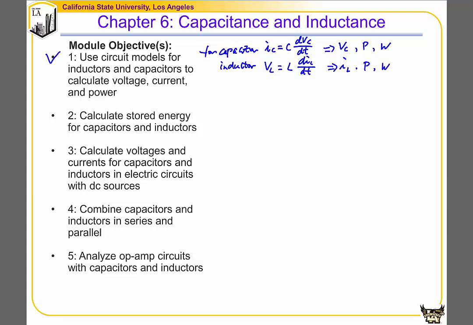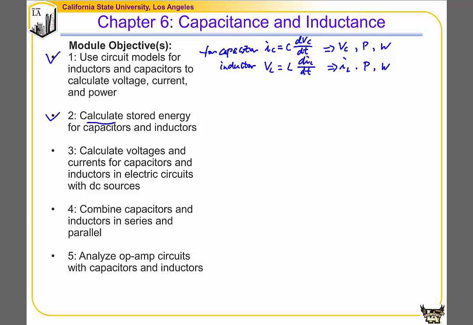Over there we also explain the dual relationship between capacitors and inductors. The second module objective is to be able to calculate the stored energy for capacitors and inductors. Calculation by itself will be of a higher requirement, but since these calculations are directly built upon the basic concepts, we listed it as a lower requirement.